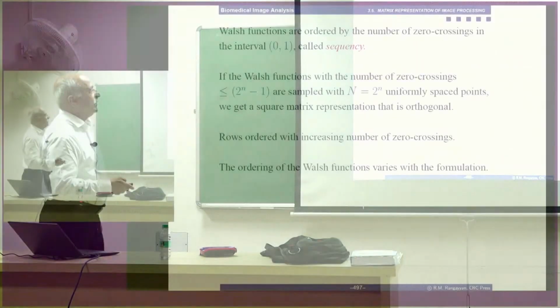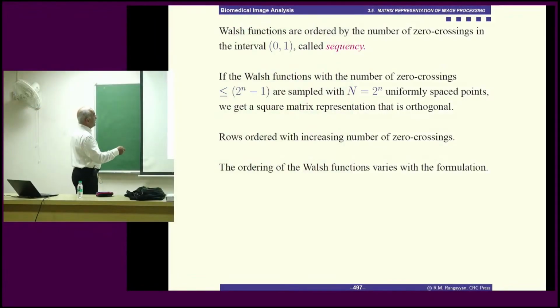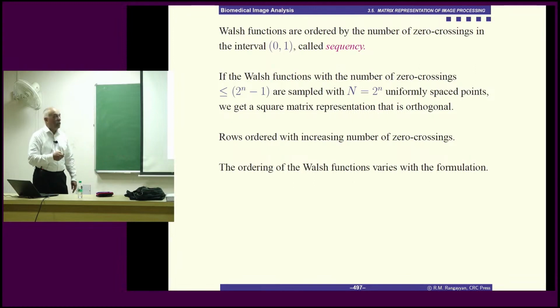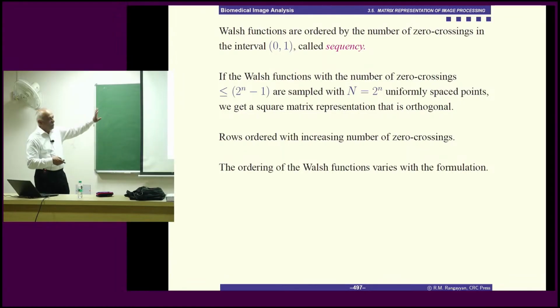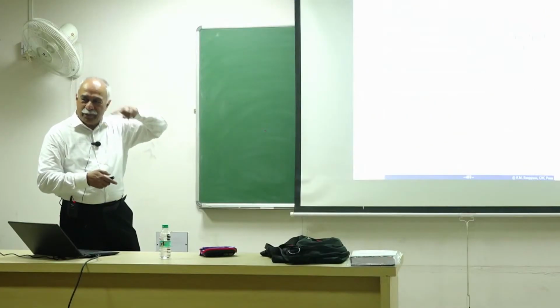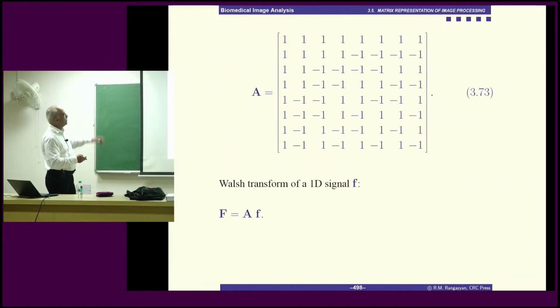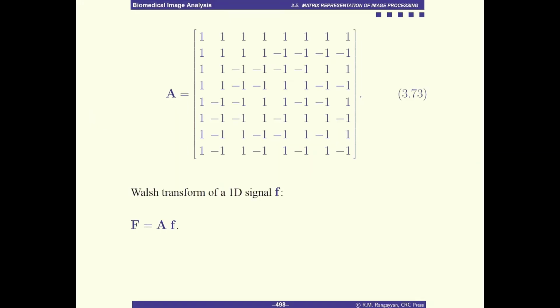I'll show another definition. If the Walsh functions with the number of zero crossings less than 2 to the n minus 1 are sampled with N equal to 2 to the power of n uniformly spaced points, we get a square matrix representation that is orthogonal. I'll show you that. Rows are ordered with increasing number of zero crossings. The ordering of the Walsh functions varies with the formulation. That's what I wanted to say. I started counting, but 4 and 5 are switched with that formulation. The matrix is this, plus and minus 1. No zero crossing. Here 1 zero crossing, and so on.